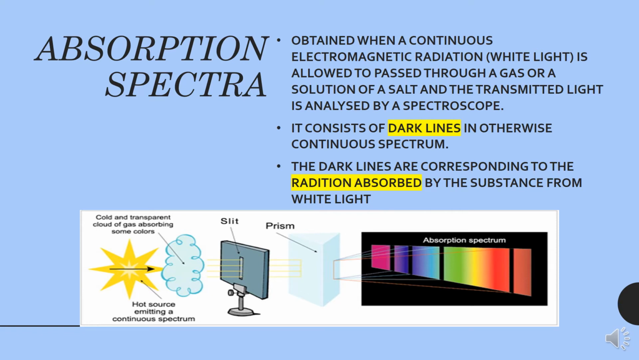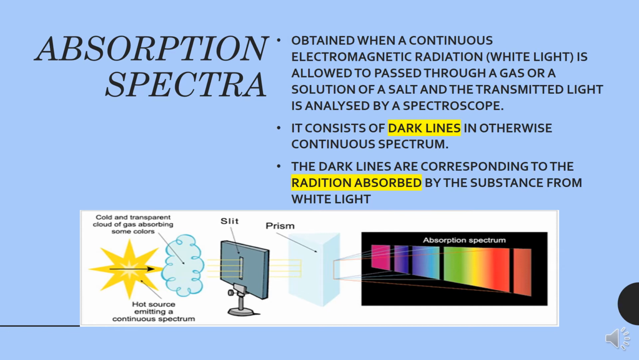Next is absorption spectra. Just reverse, there we analyze the emitted radiation under a spectroscope, whereas here in absorption spectrum, when a continuous electromagnetic radiation, and you can say white light, is passed through a matter, a gas cloud or a solution of a salt, then some amount of light is absorbed by that matter to get the electrons excited, and the rest of the light is transmitted through that matter.